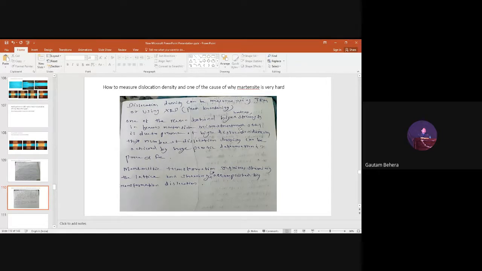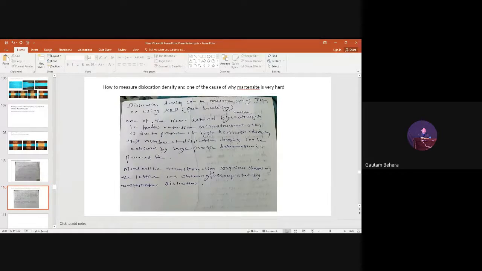Another interesting point. Some may ask you, what is one of the causes for strengthening of martensite? One of the major causes of strengthening in martensitic structure is the high dislocation density in the martensite. Everybody has to remember that. Whenever we have a martensitic structure, we have a high dislocation density in the martensite. That is one of the reasons why we have high strength or high hardness.